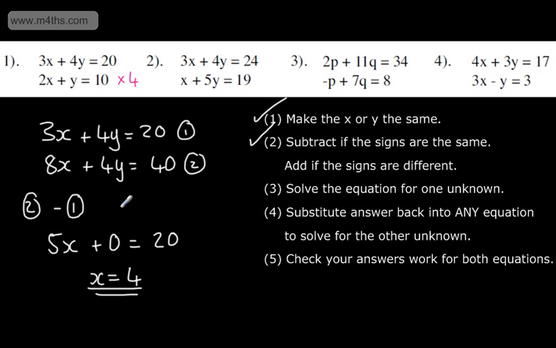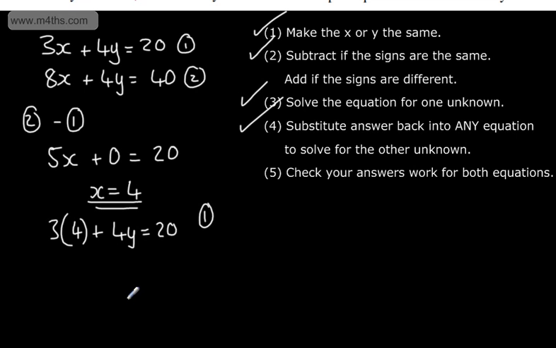I can substitute this back into any equation that I like. I'm going to put it back into equation 1. So we solve for this one. We're now going to substitute back. So into equation 1, 3 lots of 4 plus 4y is equal to 20. That's going to give me 12 plus 4y is equal to 20. Subtracting 12 from both sides, 4y is equal to 8 and y is equal to 2.